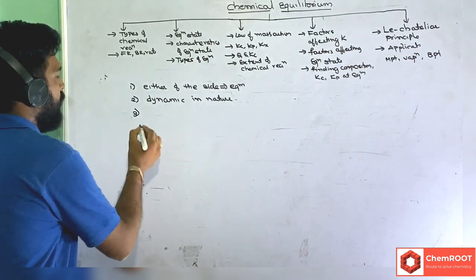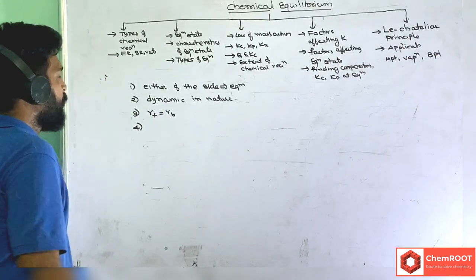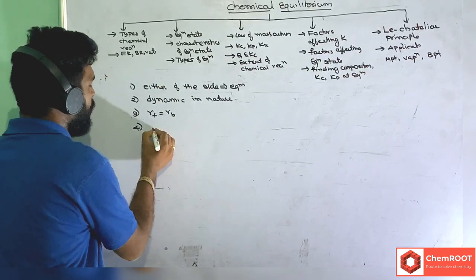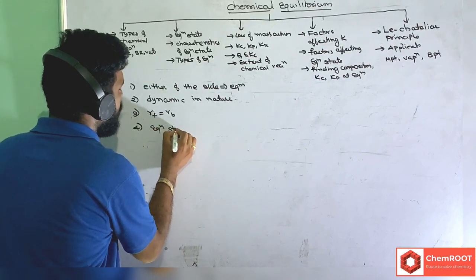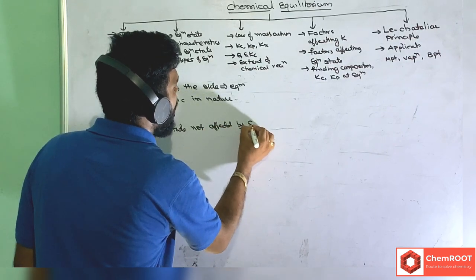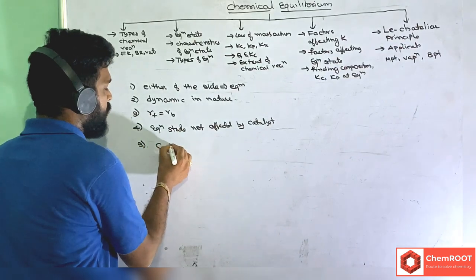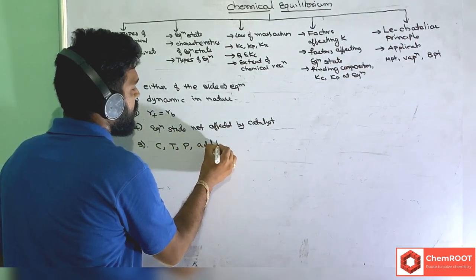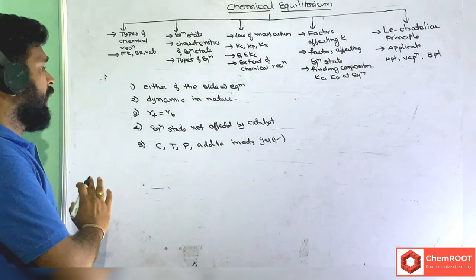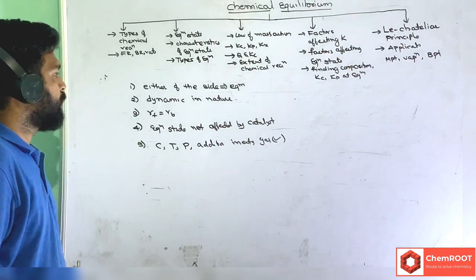The rate of forward reaction is equal to the rate of backward reaction, which is already studied. When we are applying equilibrium, the equilibrium state is not affected by a catalyst, but concentration, temperature, pressure, and addition of inert gases may affect the equilibrium state. So these are some characteristics of the equilibrium state.